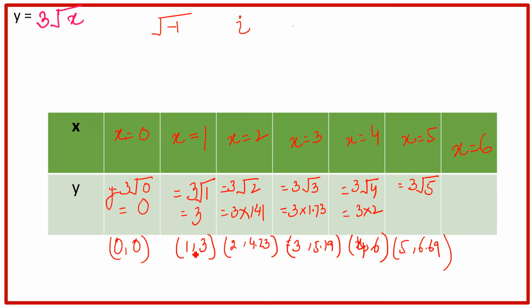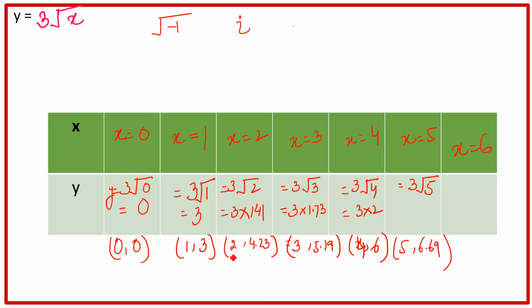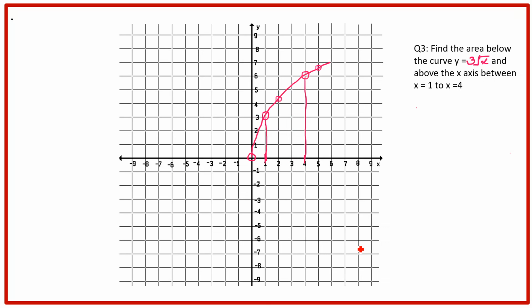So these points we have to draw on the graph. First is 0, 0, then 1, 3. See, 0, 0 is here. I already have made this for you. So when x coordinate is 1, y is 3, we will get this point. When x is equal to 2, we have 4.23. Similarly, for the next points, you have to follow these coordinates. When we join these coordinates, we will get this curve.